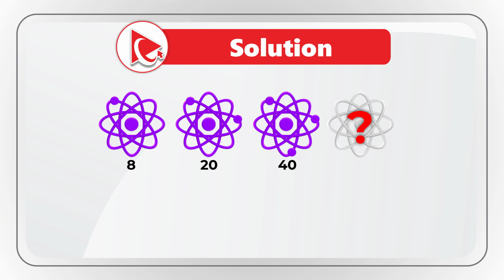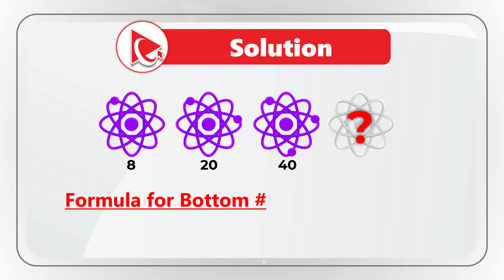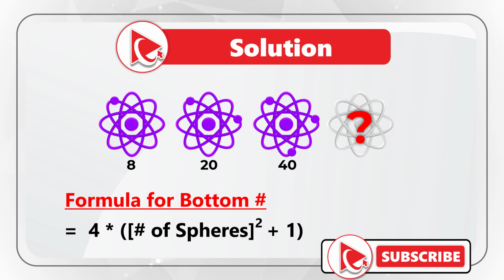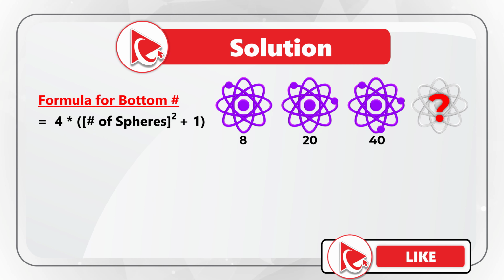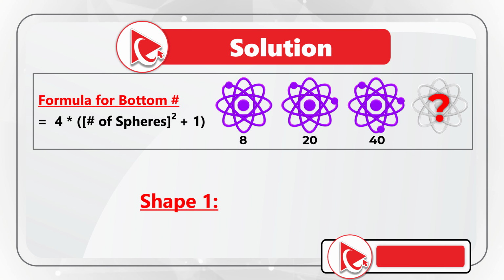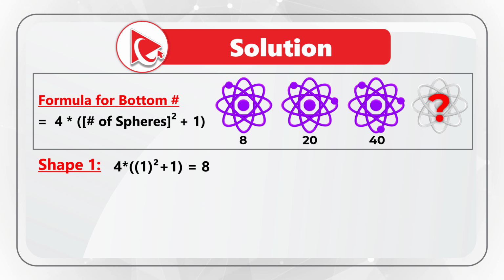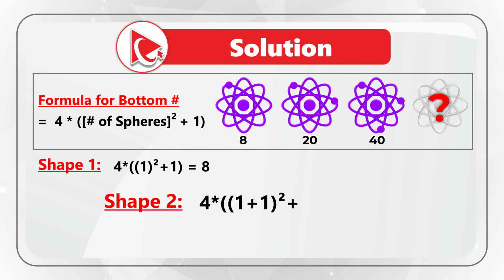of spheres. For example, the formula to do the bottom number calculation is 4 multiplied by (number of spheres squared plus 1). So to calculate the bottom value for the first shape, we need to multiply 4 by (1 squared plus 1), which equals 8. For the second shape, 4 multiplied by (1 plus 1) squared, which is 2 squared, which equals 4, plus 1 equals 4 multiplied by 5 equals 20.